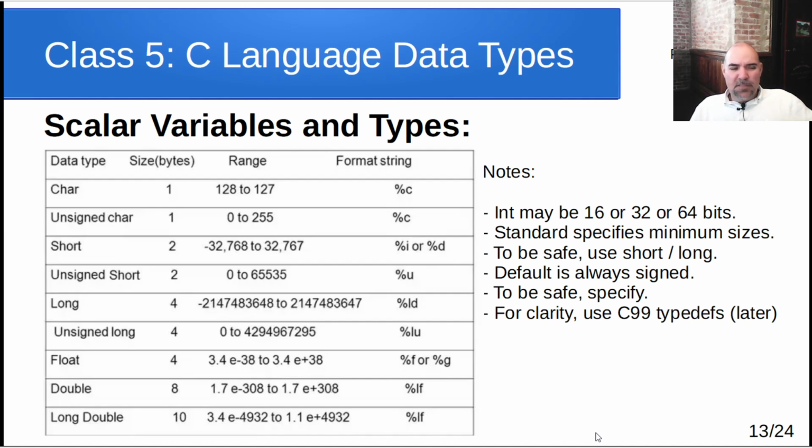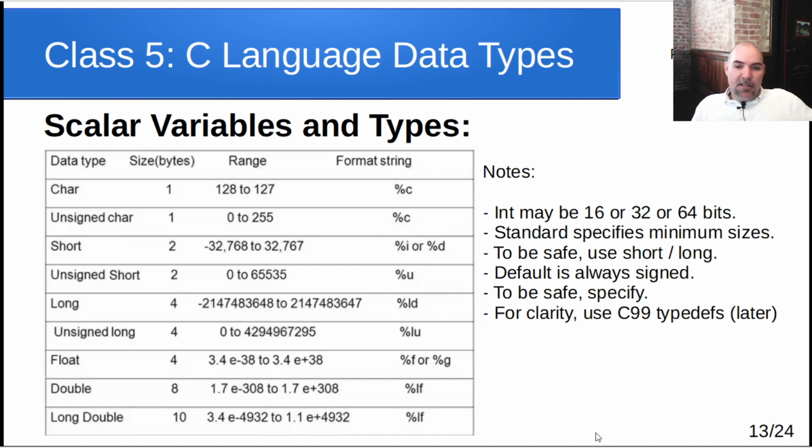And the reason for that is the standard only specifies the minimum sizes for things like int. And so since it doesn't really specify, to be safe, always use short and long when dealing with int types. I'm probably going to write sample code in this class that doesn't always use short and long. But just note that if you're writing production code, and you want it to be portable, use short and long to specify, because just int by itself leaves it up to the compiler to use whatever is native for it.